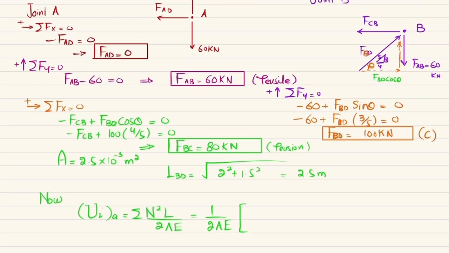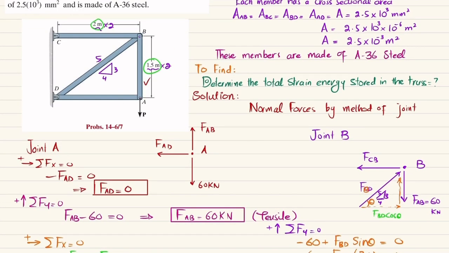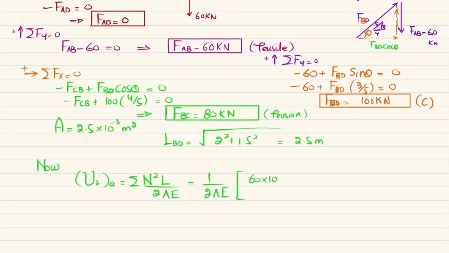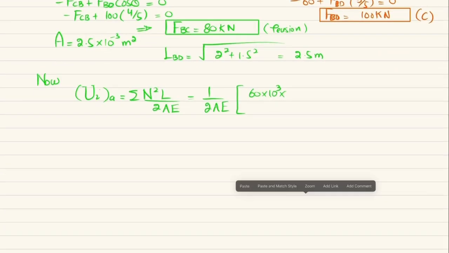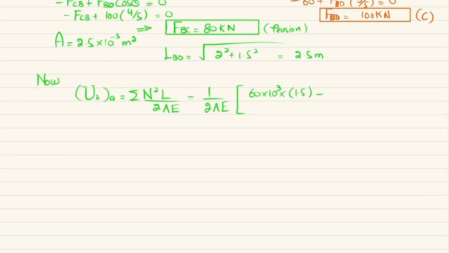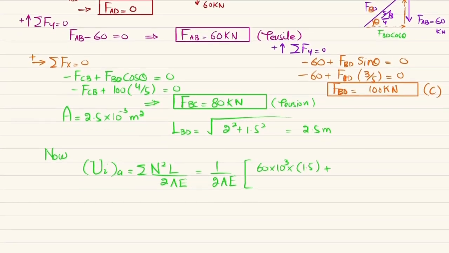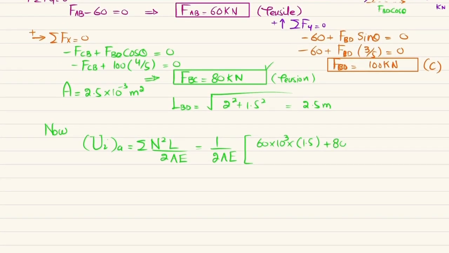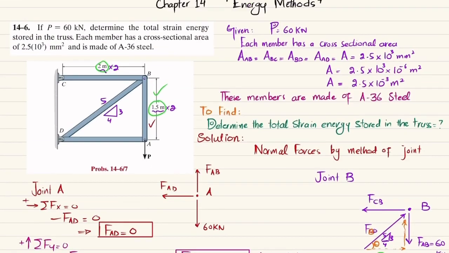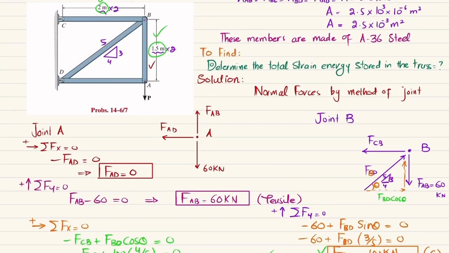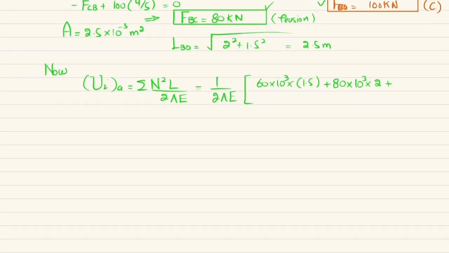So N square in first member AB. AB load is 60 kilonewton, so 60 multiplied by 10 to the power 3 multiplied by length of AB, which is 1.5 meter, so I will multiply it by 1.5, plus this BC. BC has load 80 kilonewton, and the length of BC is 2 meter. Clear? 80 into 10 to the power 3 multiplied by 2 meter, plus this BD. BD has 100 kilonewton and length is 2.5 meter. So I will write 100 into 10 to the power 3 multiplied by 2.5.